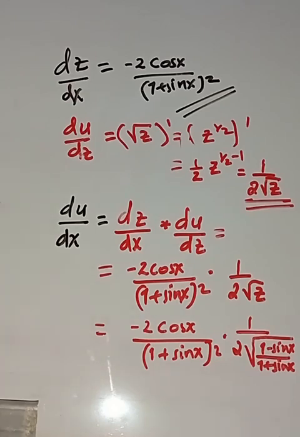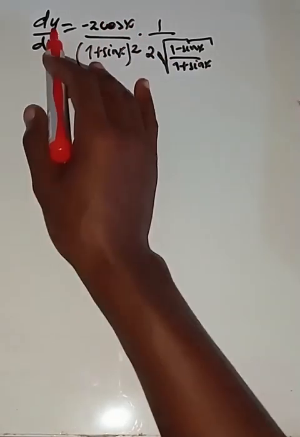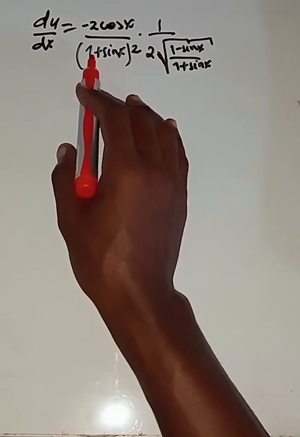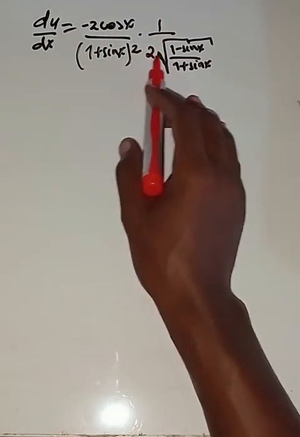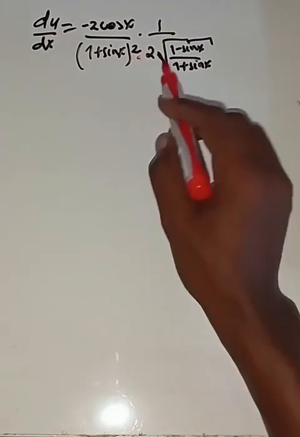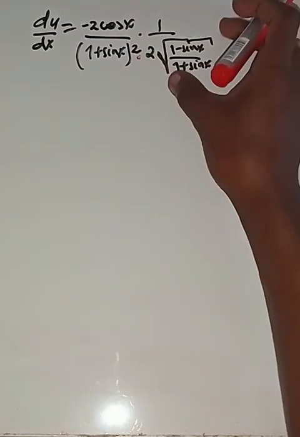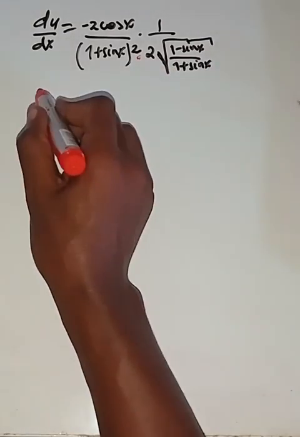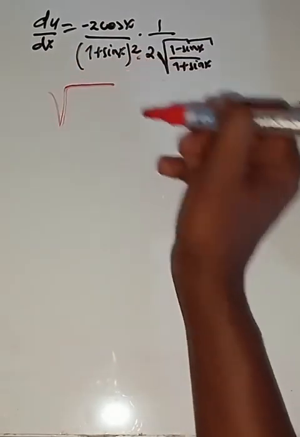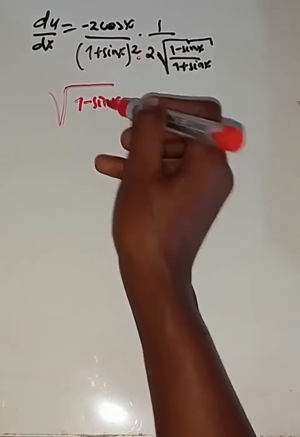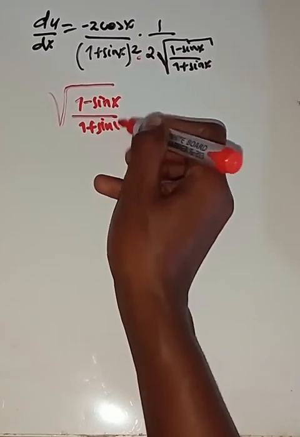This is equal to this. So to solve this equation, du/dx is equal to negative 2 cos x over (1 plus sine x) the whole squared, times 1 over 2, this is multiplication, 2 under the radical of this. So we have to factorize this one, so under the radical of (1 minus sine x) over (1 plus sine x).